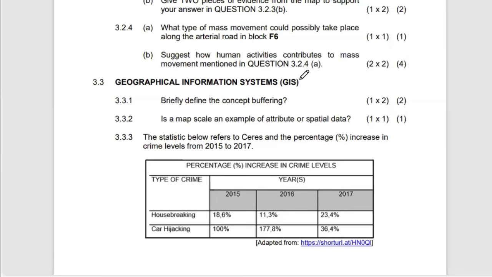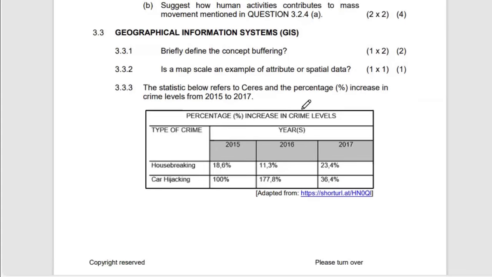Then it says suggest how human activities contribute to mass movement mentioned in 3.2.4. How do humans contribute towards mass movements? For example, rock falls: humans can contribute through removal of trees or deforestation. If they remove trees, they can facilitate rock falls, or when they do construction on steep sloping areas, it also facilitates the rocks to fall. And also, like herding cattle on steep slopes, the cattle will loosen the rocks, and those rocks are likely to fall.